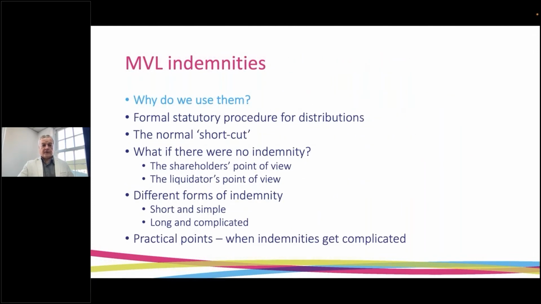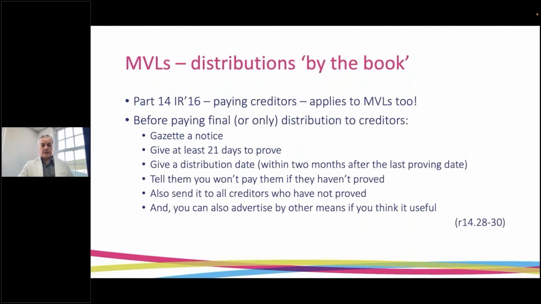So let's start by looking at the formal statutory procedure for distributions. Now, one of the things I do like about the 2016 insolvency rules is that for the first time, they recognise that members' voluntary liquidations are a distinct procedure. Although it's called a liquidation, in actual fact, the three different types of liquidation are, in my view, all sufficiently different that they should each be regarded as their own standalone procedure. And part 5 of the insolvency rules is the bit that contains the rules that are specific to MVLs only.